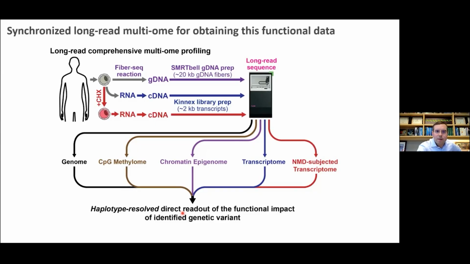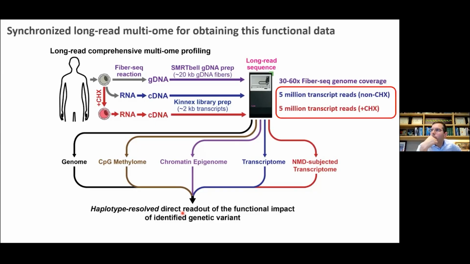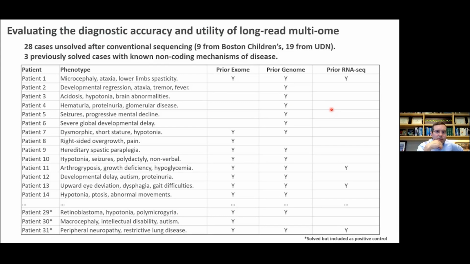For the next couple of slides, in terms of the cases that we applied this to, I also want to emphasize that this wasn't a huge amount of sequencing. We're doing around 30 to 60x coverage Fiber-seq genome sequencing, around 5 million FLNC transcripts across the steady state, as well as this nonsense-mediated decay stabilized approach. We applied this as part of the Undiagnosed Diseases Network, as well as in collaboration with Boston Children's Hospital and the Manton Center for Orphan Diseases, across a host of individuals with really unknown conditions, as well as several positive controls at the bottom.